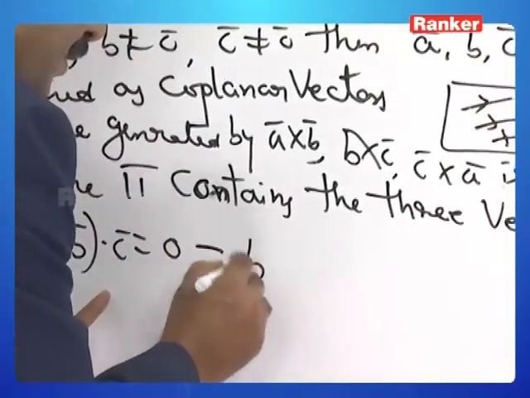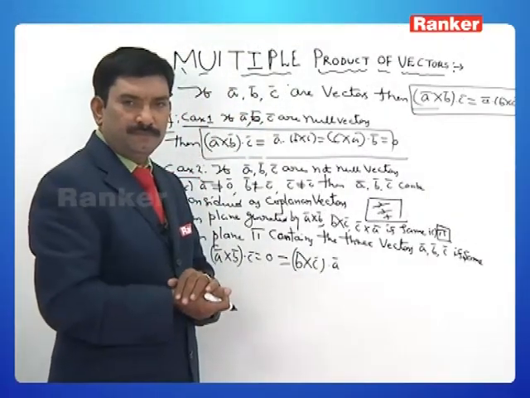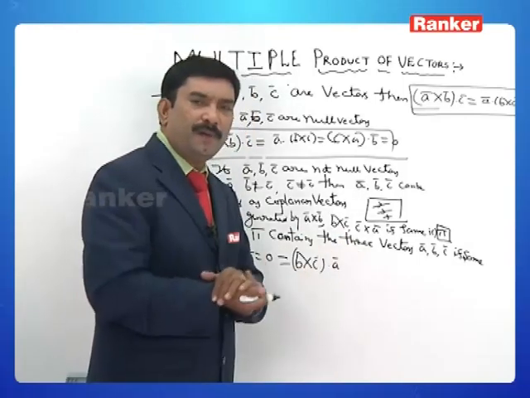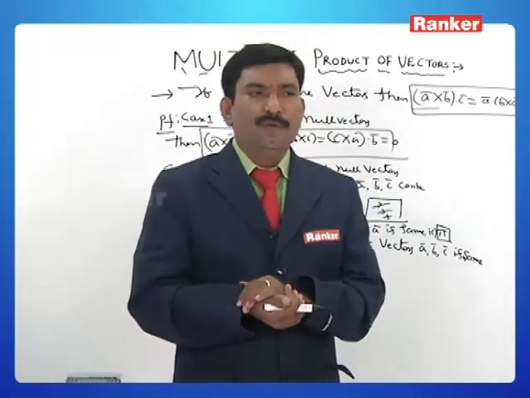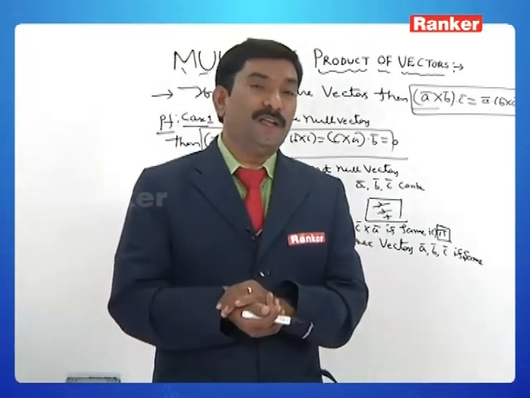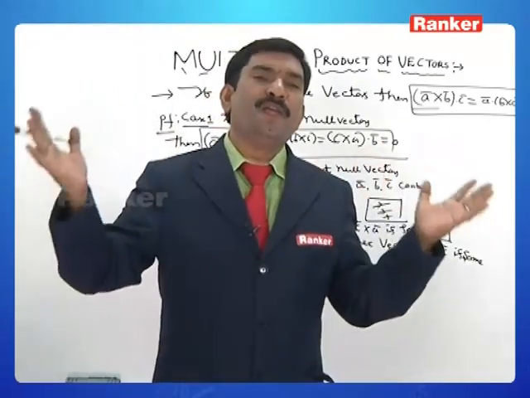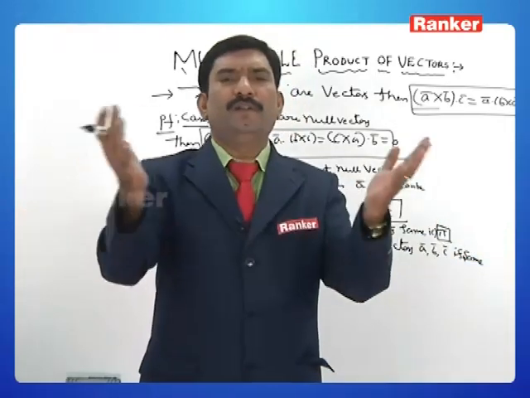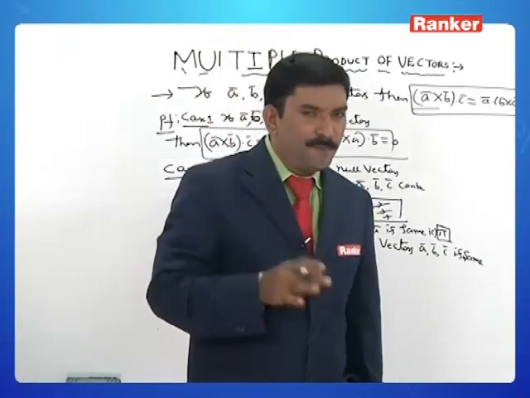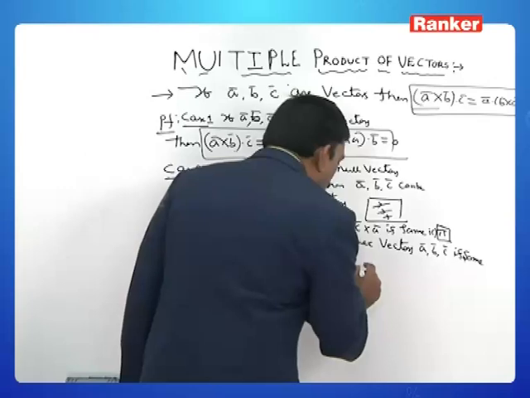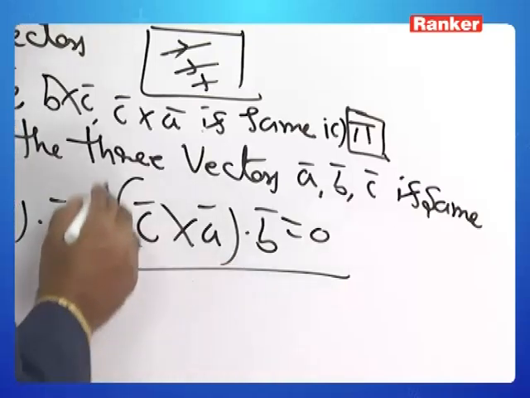Similarly, I can also write B bar cross C bar dot A bar is equal to 0. Why? B cross C is also perpendicular to A bar. Meanwhile, C cross A is the vector perpendicular to the plane containing C bar and A bar. Since A bar, B bar, C bar are coplanar, it is quite obvious. C cross A is also perpendicular to what? B bar. So therefore, C bar cross A bar dot B bar is equal to 0, right?